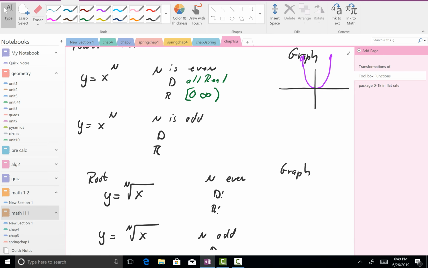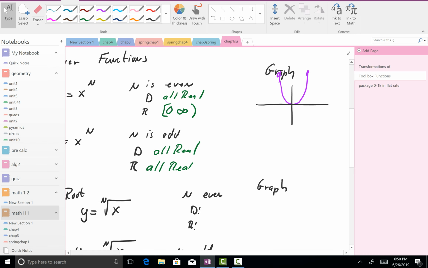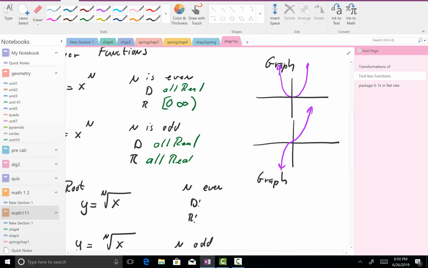What if it's odd? Domain? Range? Graph? Curves up and curves down from 0. Okay. Something like that. Right? Okay. Sweet.